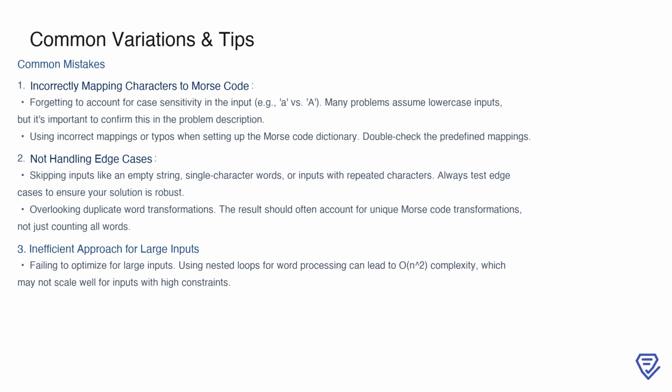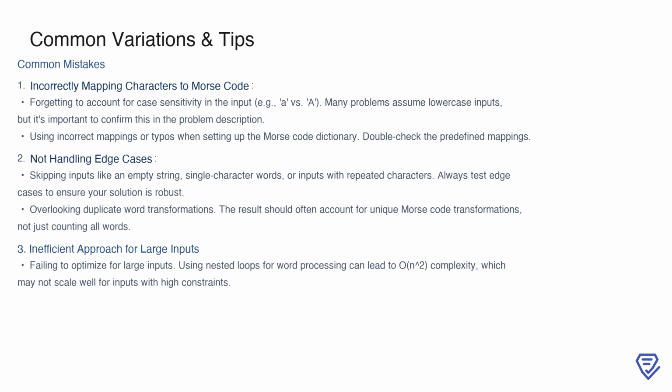Next, not handling edge cases can lead to incorrect results. For example, you need to account for inputs like empty strings, single-character words, or words with repeated characters. Testing these scenarios ensures your solution is robust. Another pitfall is overlooking duplicate word transformations. The goal is often to identify unique Morse code transformations, so make sure your implementation accounts for duplicates.